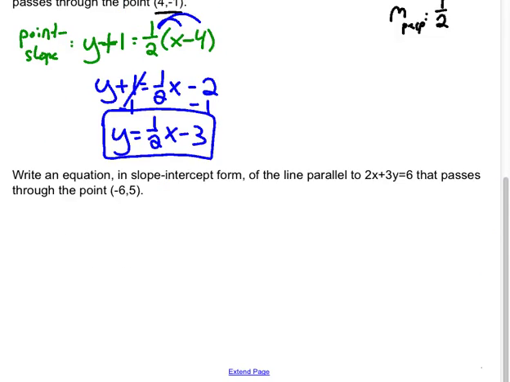And one last example. Write an equation in slope-intercept form of the line parallel to 2x plus 3y equals 6 that passes through the point (negative 6, 5). Now, what you're probably going to notice is we want a parallel line to this, but I can't see what the slope is. So remember, one of the key things to know is sometimes you have to solve it for y to find out what the slope is. So I'm going to subtract off the 2x and divide by 3.